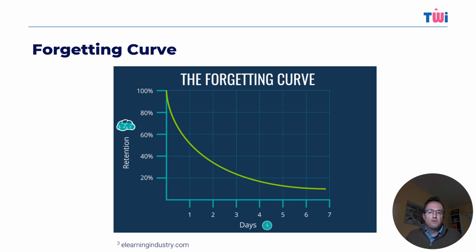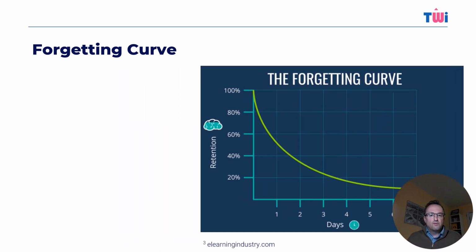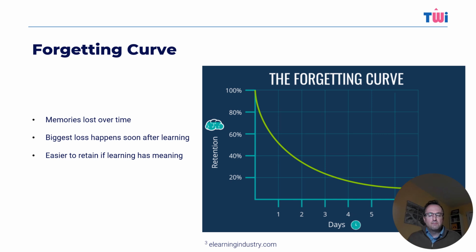Another problem the old world of learning has always faced is the forgetting curve. Ebbinghaus's hypothesis revealed, amongst other things, that the memory of learned information is lost over time, and that the biggest loss happens soon after learning, as I'm sure we all know, and we can see quite clearly in this chart. This can be up to 80% of learned information within the first 7 days.